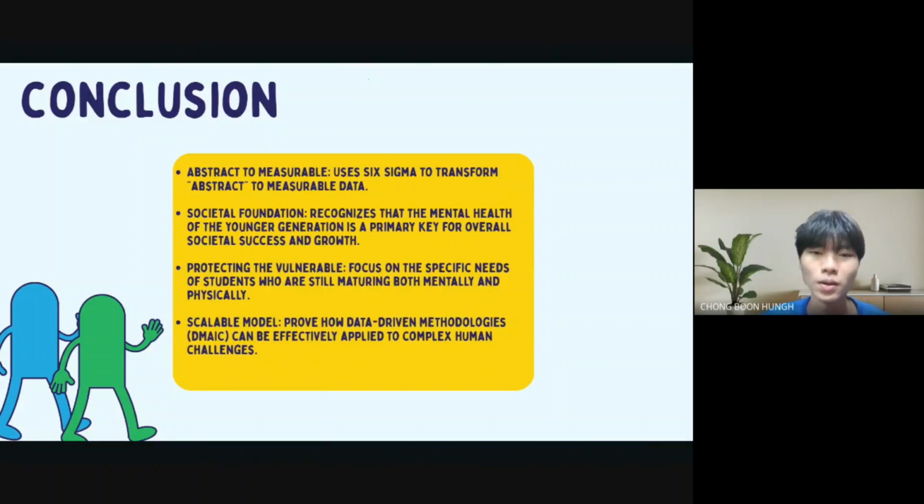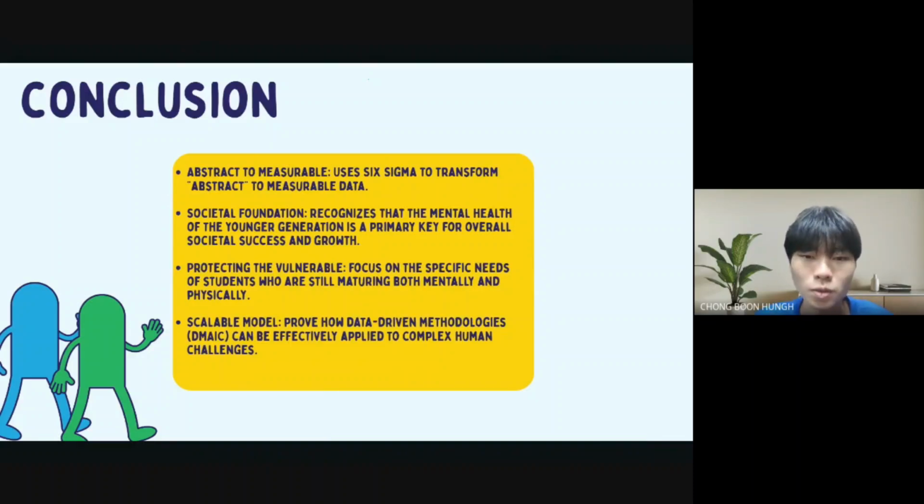So the second one will be the societal foundation. As we know, nowadays the youngsters and the youth generation are the main key for our society to become successful. So their mental health should be focused on and fixed first.